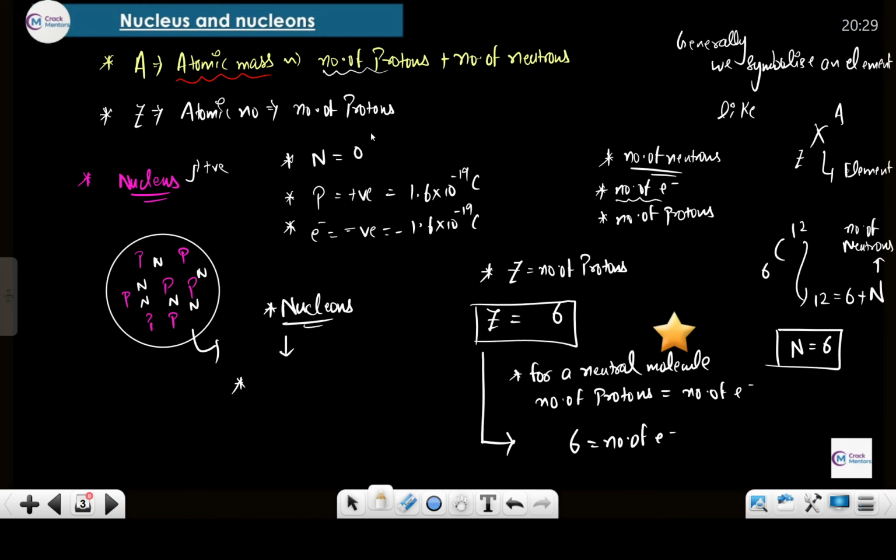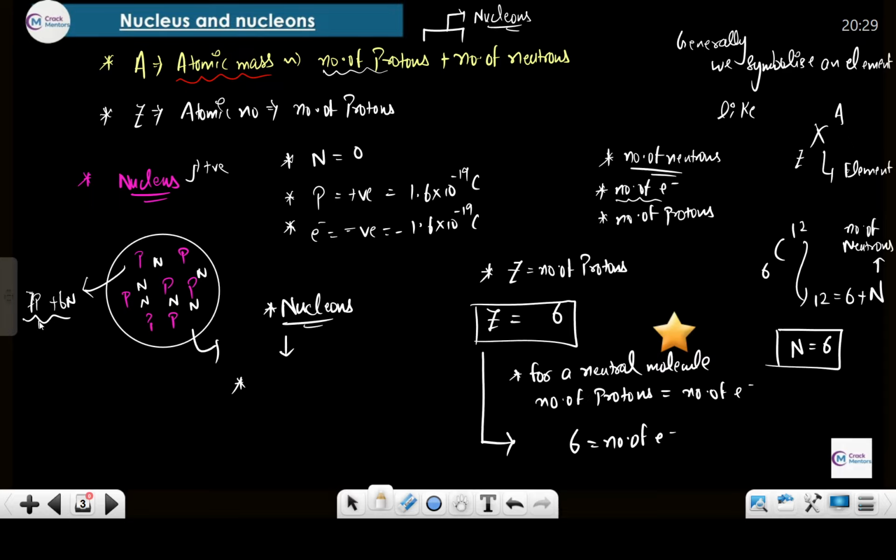Nucleons is nothing but the number of protons and the number of neutrons, which are also called nucleons. Basically, in the nucleus we can see that protons and neutrons are present. So in accordance with it, we can say there are 1, 2, 3, 4, 5, 6, 7 protons present in it, and there are six neutrons present in this nucleus.